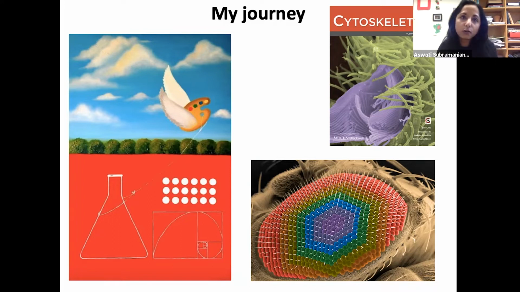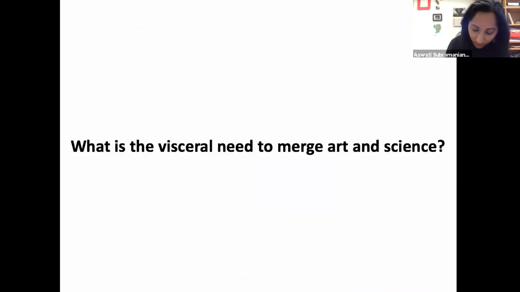But it wasn't till a few years before I joined Simpson College as I was doing my postdoctoral research, where I actually did a few Google searches to find how I could combine art and science to lead a more meaningful and joyful future. So that begs the question, what is this visceral need to merge art and science? Is it just a whim? Is it just because it makes us happy? And what is the basis for this sort of a need?